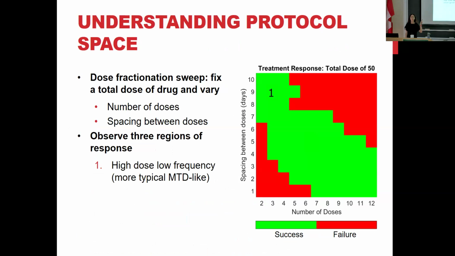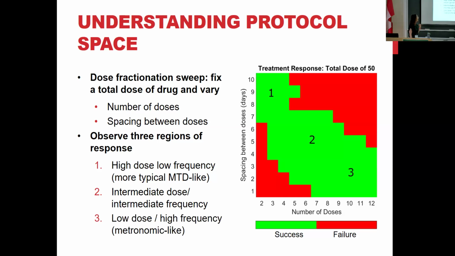The first is in the upper left-hand corner where you're giving very high dose of the drug and you're giving very far apart from each other. And that we'll call like an MTD-like strategy. There's an intermediate dose and frequency case as well. And then there's a region in the bottom right where you give a large number of doses close together, which we'd call more a metronomic-like strategy. All three of these are effective according to the model.